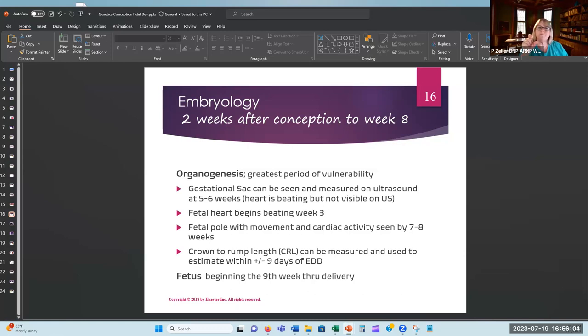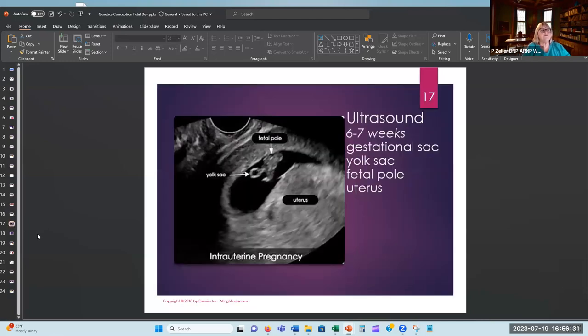So crown to rump length measures the top of the embryo's head to the butt. And that length correlates with the gestational age. So if we have a client that doesn't know when she got pregnant, doesn't remember her last period, then we can date her pregnancy with an ultrasound. And then beginning at 9 weeks, our baby is now a fetus, okay?